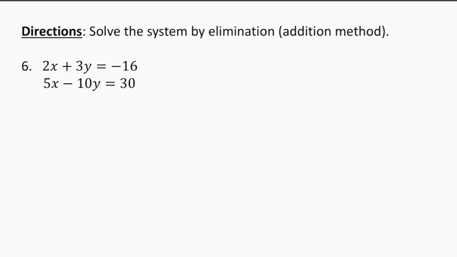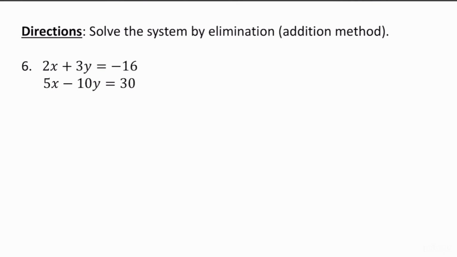In number 6, we're also solving by elimination or the addition method. We are always going to start addition method by checking that the x's are lined up, the y's, the equals, and the numbers. If not, you definitely need to rearrange everything first. Once that we have checked that and everything is okay, we have to decide which variable we're going to cancel. Right now in front of the x's, I have a 2 and a 5. In front of the y's, I have a 3 and a -10.